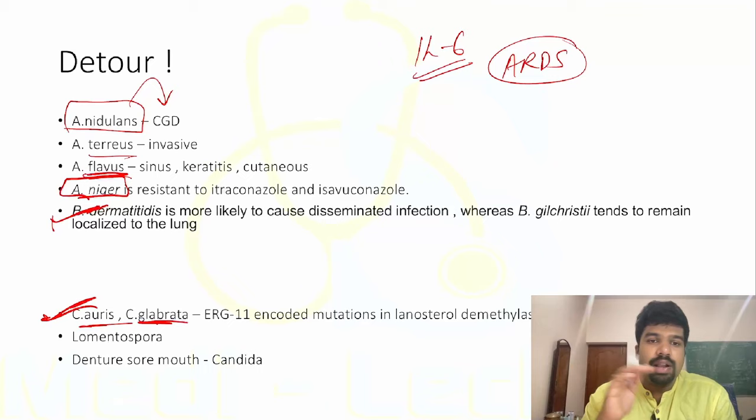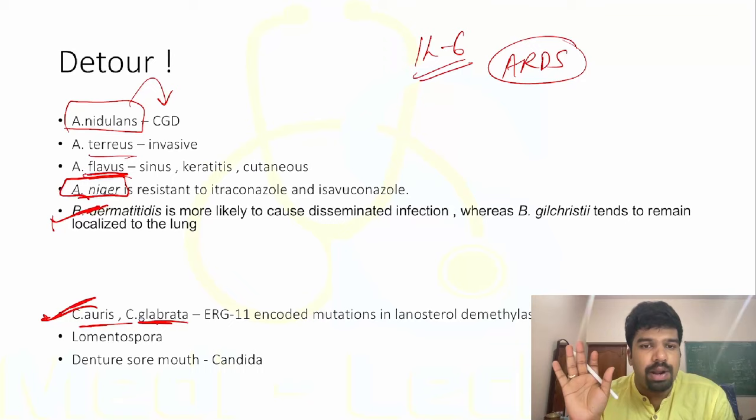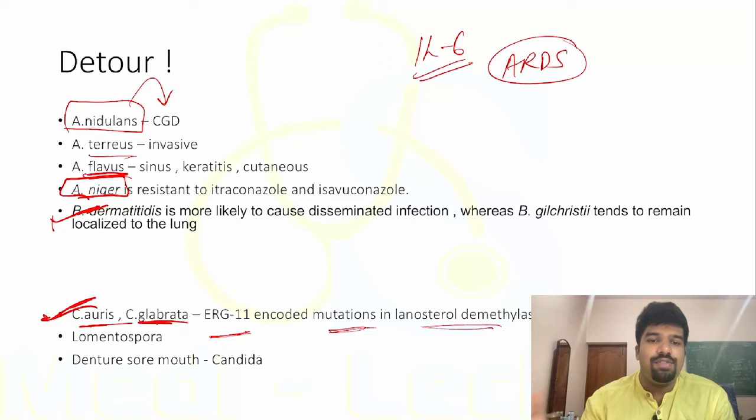We have learned time and again that it is resistant to everything and it is a bad prognosis. But why is it so? There is a gene, ERG11, which causes mutations in the lanosterol demethylase. Lanosterol becomes ergosterol because of 14 demethylase, that is called lanosterol demethylase. Now lanosterol demethylase mutations will happen in these Candida auris and glabrata. That's why those azoles won't work. That's why these are resistant. So it is ERG11 encoded mutations in the lanosterol demethylase, and efflux pumps are also there.